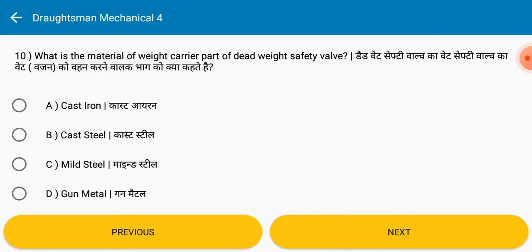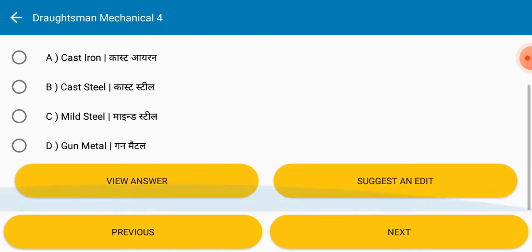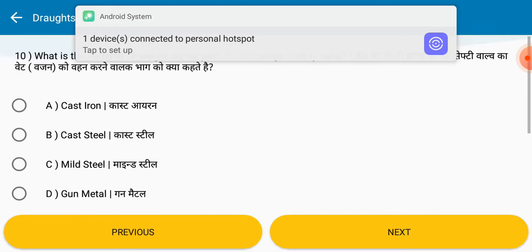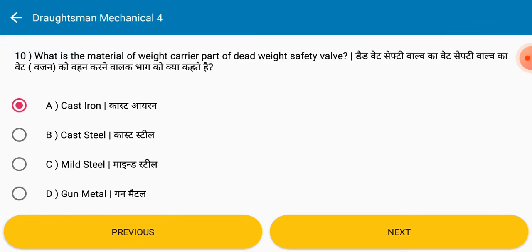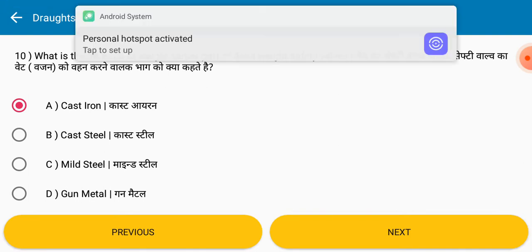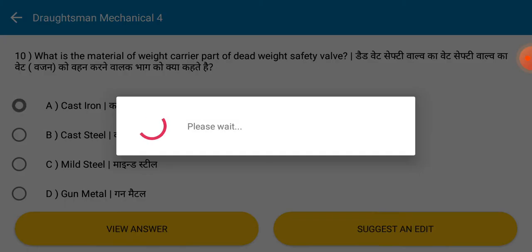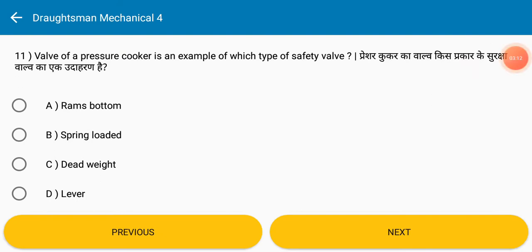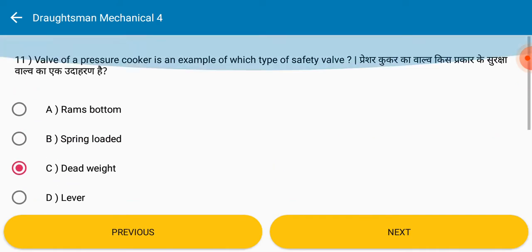Next question. What is the material of weight carrier part of dead weight safety valve? Option number A is the right answer, cast iron. Next question. Valve of a pressure cooker is an example of which safety valve? The right answer is dead weight safety valve. Option number C is the right answer.